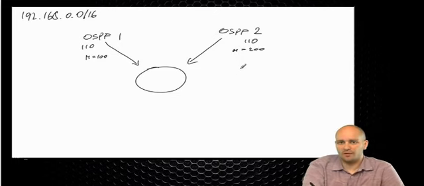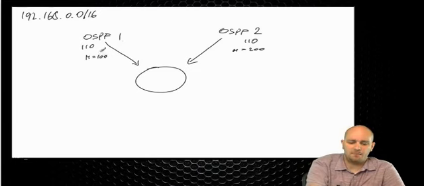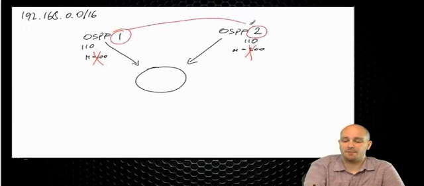So which one do you think wins? Now, if your answer here was OSPF 1, think again. You may or may not be right. Again, the metrics cannot be compared. Why? Because these are two completely separate routing processes.